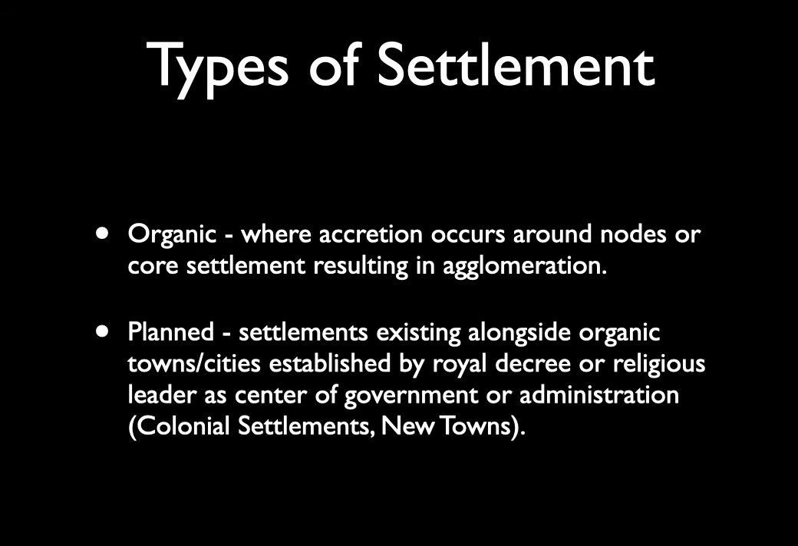Organic and planned. In the organic, accretion occurs around nodes or core settlement, resulting in agglomeration. So that's what we call organic. And the growth of squatters in the Philippines is an organic settlement. But unlike in the United States, you cannot settle in one place unless it's planned.